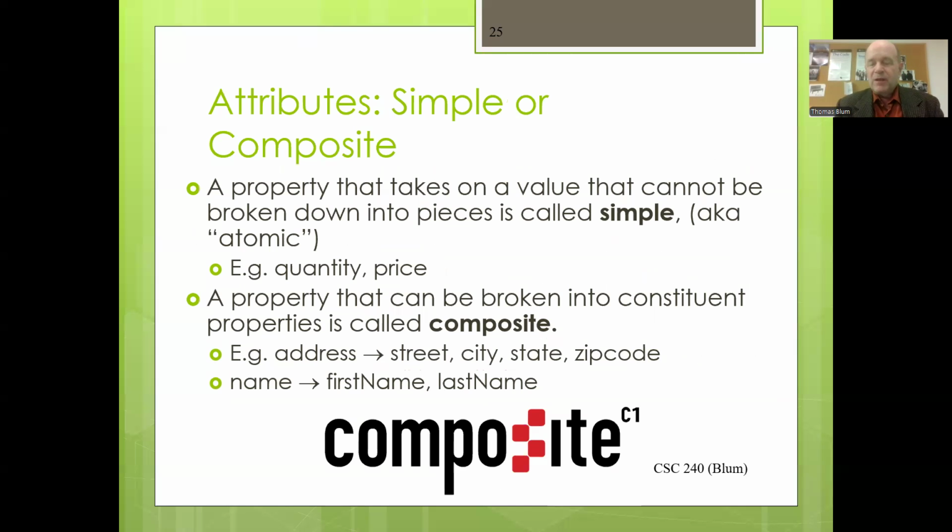Attributes can be simple and/or can be composite. Some things, like the quantity of something or the price of something, are usually simple. Some things can be broken down. Something like an address has different components, different constituents. An address has a street, a city, a state, a zip code. And then that's a design question. Are we going to break all those things down into separate fields, or are we going to have them together?